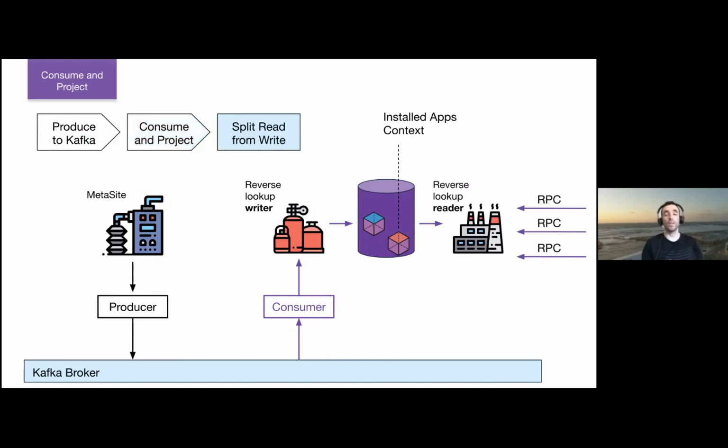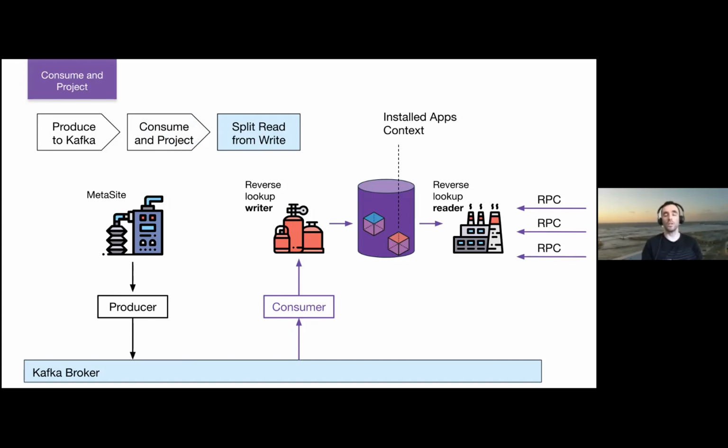And the third part here is that they had another service called a reverse lookup reader that was in charge of reading from the database. And now we had queries that are optimized just to get information on apps installed, and it can easily be fetched from the database.